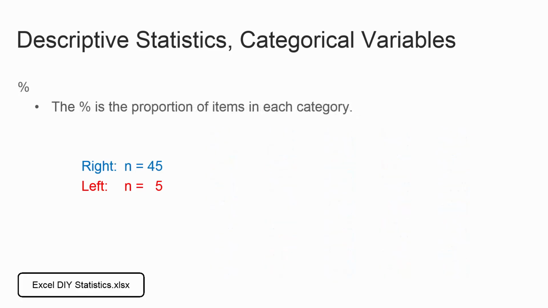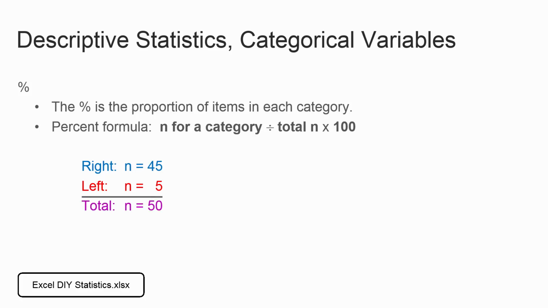The percentage formula is the n for a category divided by the total n times 100. This survey involved a total of 50 respondents. To calculate the percentage for right-handed participants, the equation is 45 divided by 50 times 100. This shows us that 90% of the sample was right-handed.